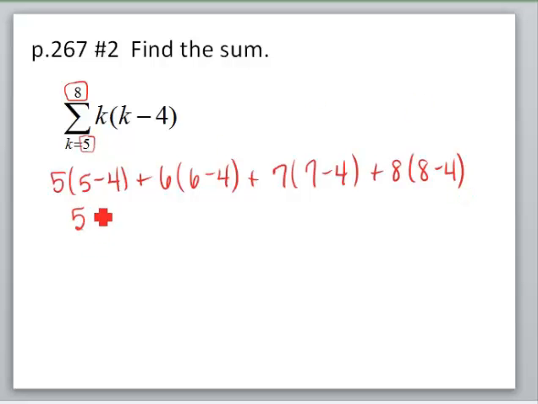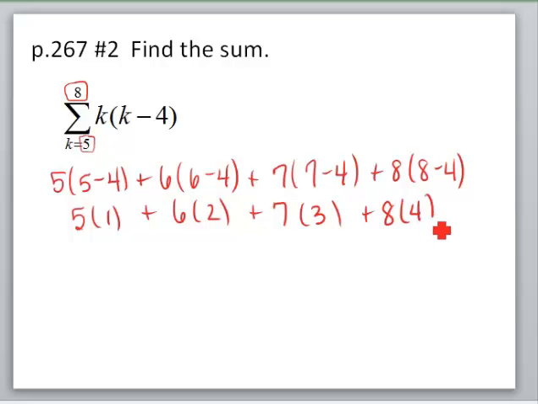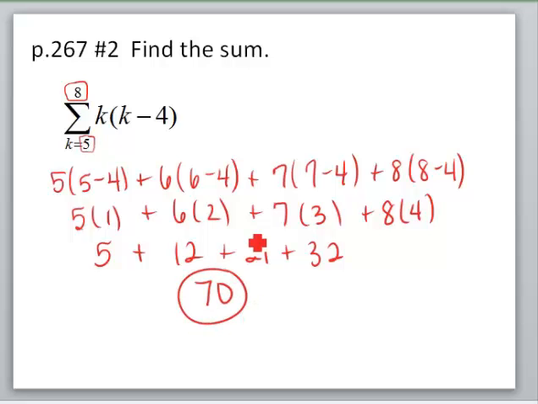Use order of operations and subtract each one of these. And when we do that, we'll then be ready to multiply each of those. So we have 5 plus 12 plus 21 plus 32. The sum of all those is 70, so that is the sum of this answer.